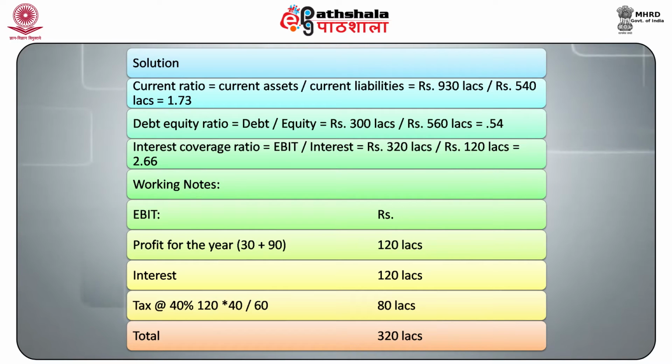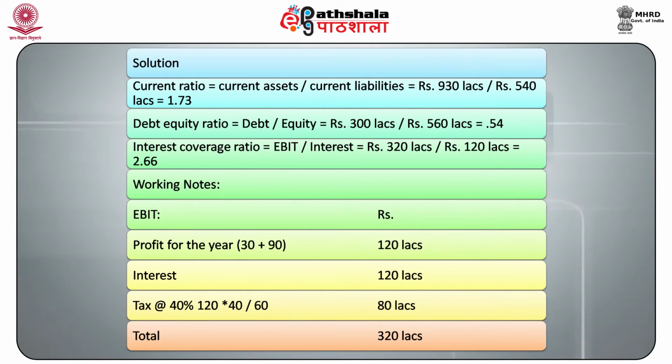The debt equity ratio is given by debt divided by equity, which is rupees 300 lakhs divided by 560 lakhs, which is 0.54. The interest coverage ratio is EBIT, which is earnings before interest and tax, divided by interest, equal to rupees 320 lakhs divided by rupees 120 lakhs, which gives us 2.66.